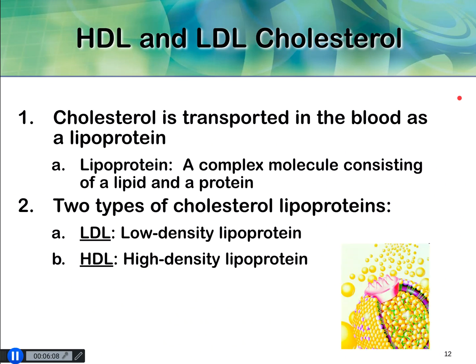So there are two types of cholesterol that are transported in the blood as a lipoprotein. A lipoprotein is a complex molecule consisting of a lipid and a protein. The two different types are low-density lipoprotein, or LDL, and high-density lipoprotein, which is known as HDL.